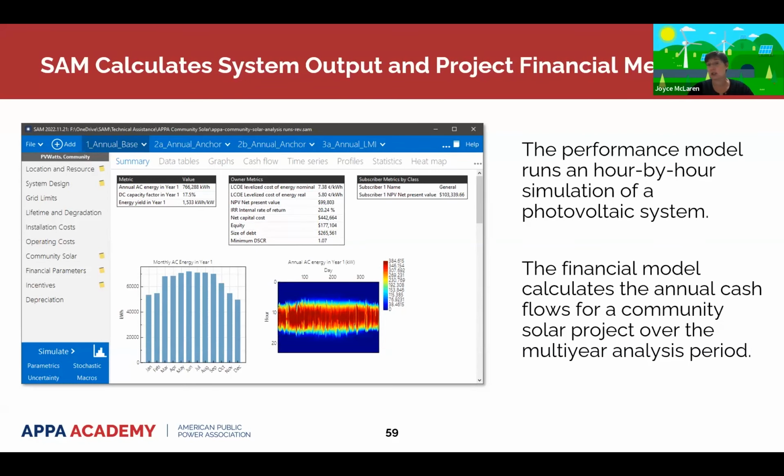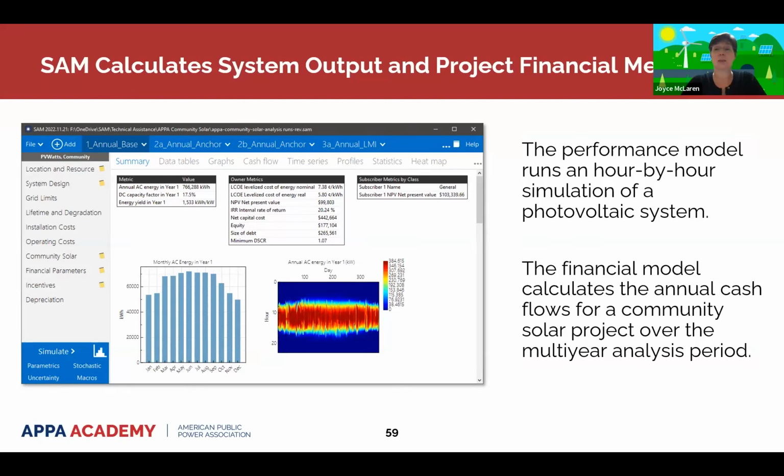So SAM, this is just a screenshot from SAM. It looks at the technical output of the solar system and the impact on the financials. And what it's doing in the background is running an hour-by-hour simulation of the PV system over the entire assumed lifetime of the system, given all the input parameters that you have. And the financial model looks at the annual cash flow. So it's a very, very detailed analysis. It has a lot of functionality.